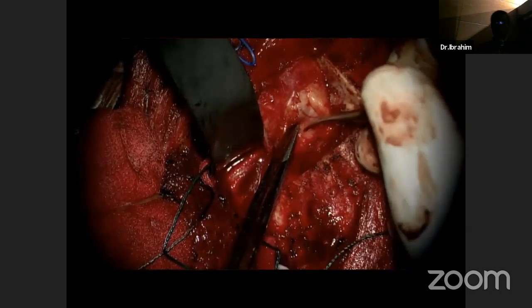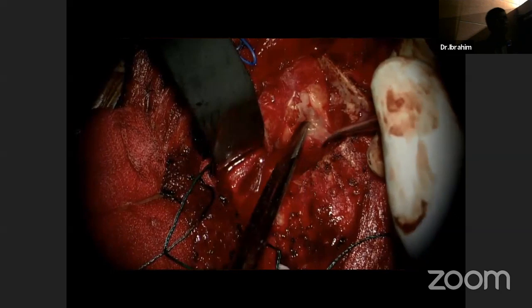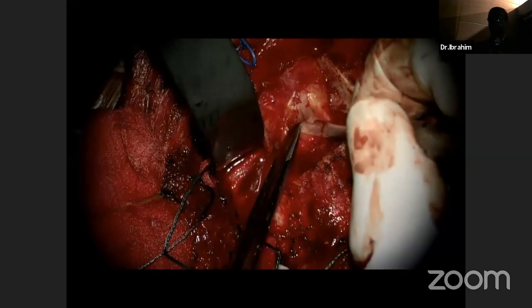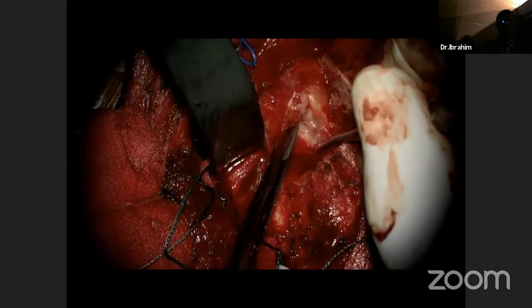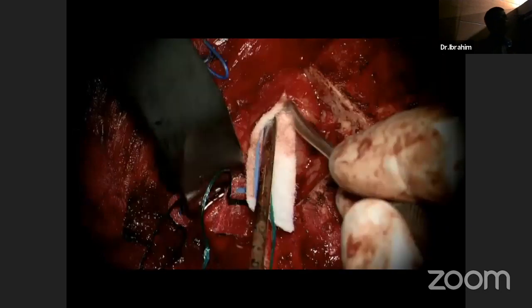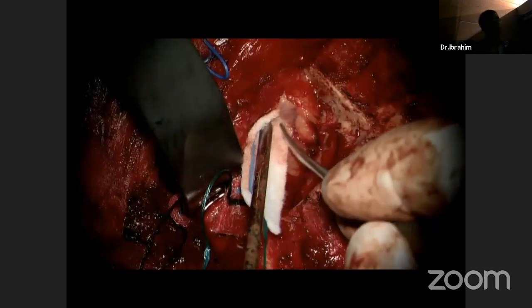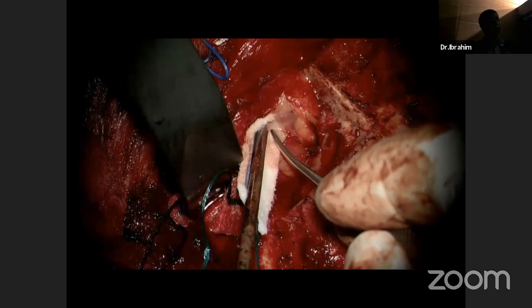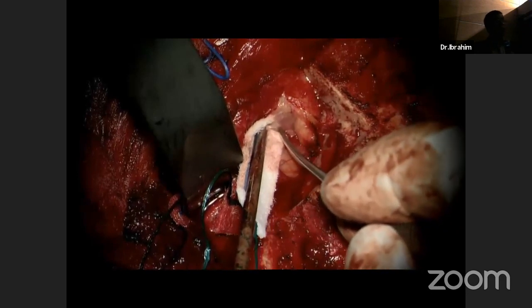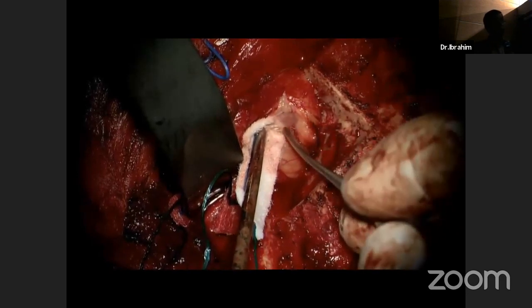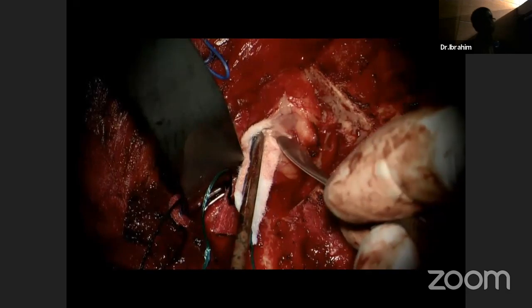You don't like to use the bipolar diathermy because that would cause the fat to shrink. And if the fat shrinks, then the orbit will go enophthalmos. You want to preserve the orbital fat. Orbital fat is a nuisance. It is very ugly. It will hinder your dissection, but you have to know how to deal with it.